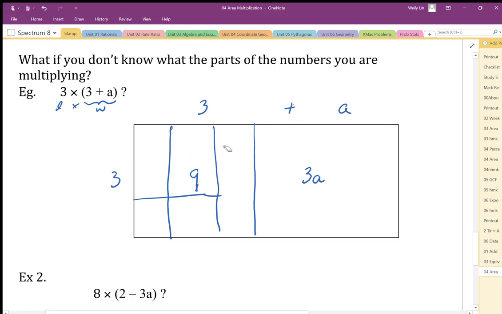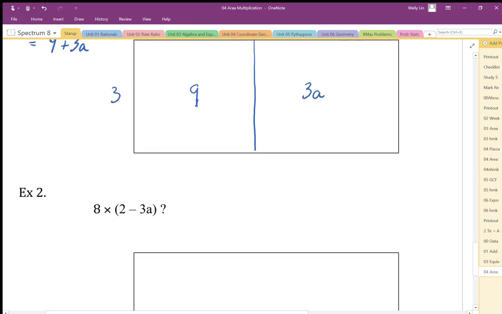Okay, so we can actually break it into its component pieces if we like. But any way you do this, when we multiply this out, we're going to end up with 9 ones plus 3 a's. And although we may not know what that is, we know that must be true based on this area model.